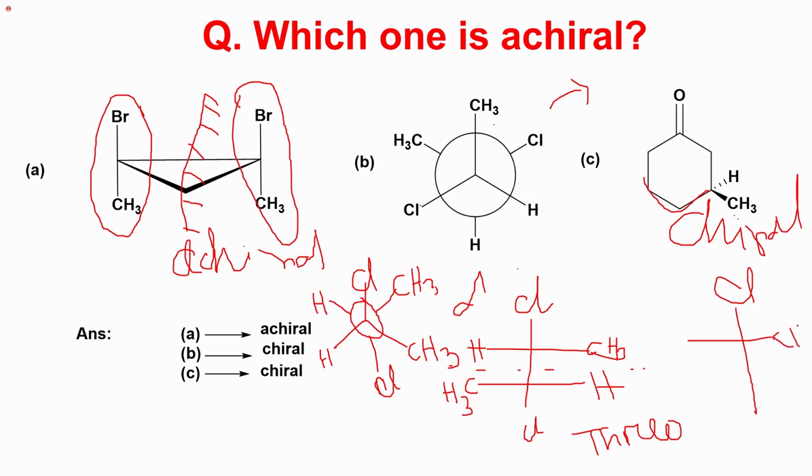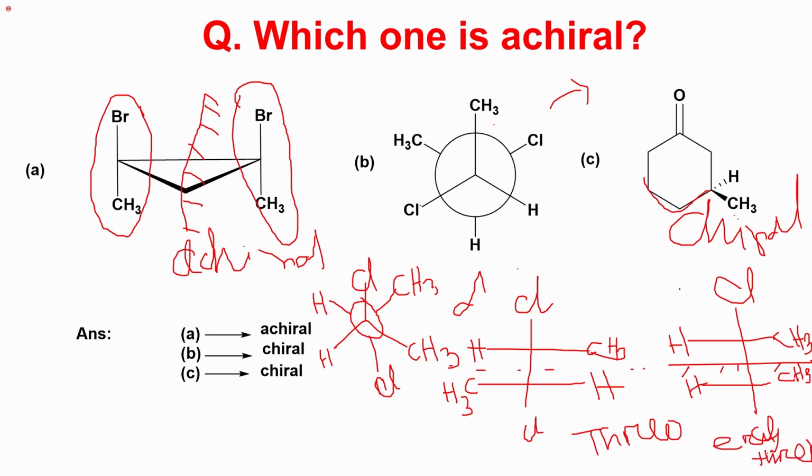This is CH3. This is hydrogen. Okay, now let's say this is also CH3, and this is hydrogen, and this is chlorine. Now you pass a plane from here. So this is now erythro. This is called erythro.